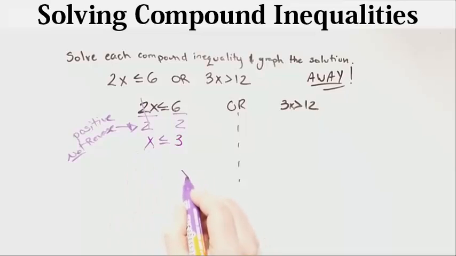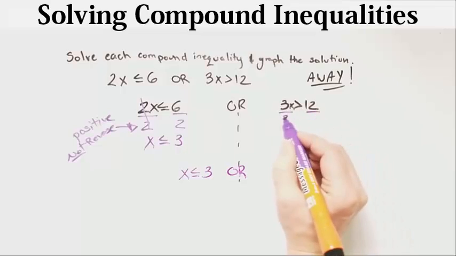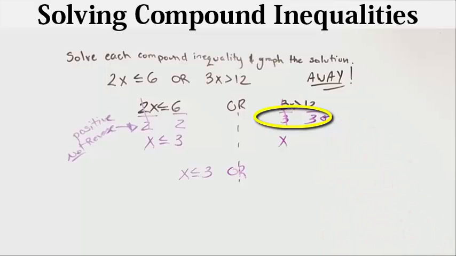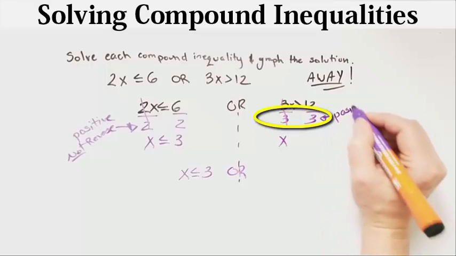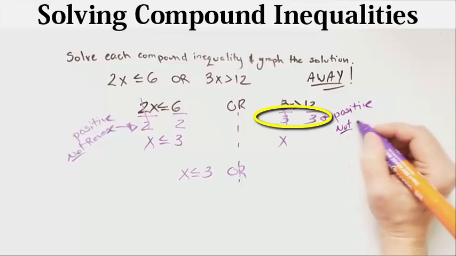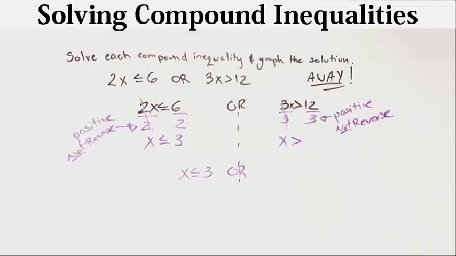So I am graphing x is less than or equal to 3, or coming over here, I need to divide both sides by 3. So I have x. I didn't look. This is a positive number. The minute you notice it's a positive that you divided by, we are not reversing the symbol. So I do not reverse my symbol. 12 divided by 3 is 4.